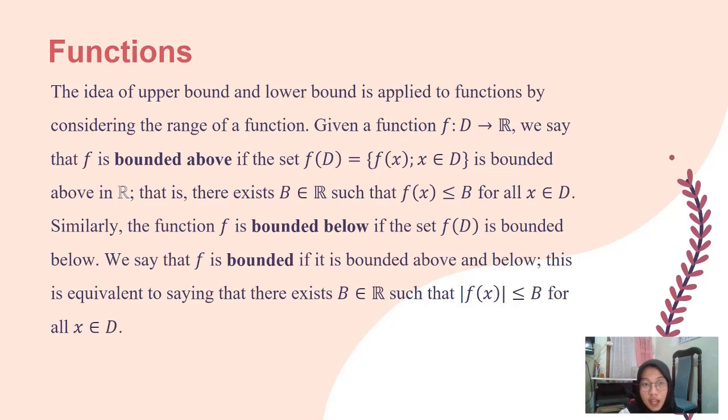Similarly, the function f is bounded below if the set f(D) is bounded below. We say that f is bounded if it is bounded above and below. This is equivalent to saying that there exists b an element of the real numbers such that the absolute value of f(x) is less than or equal to b for all x an element of D.